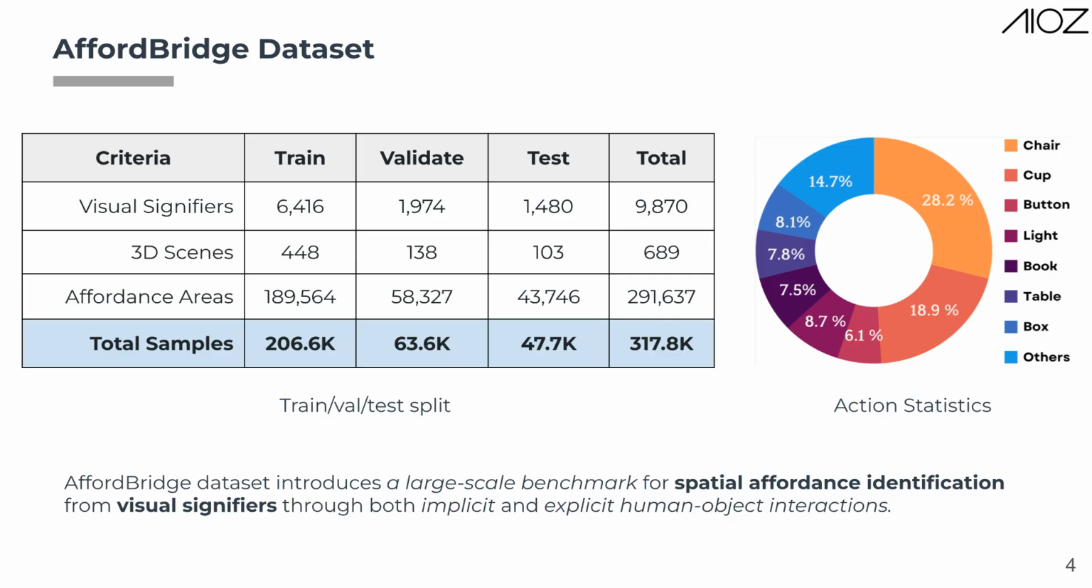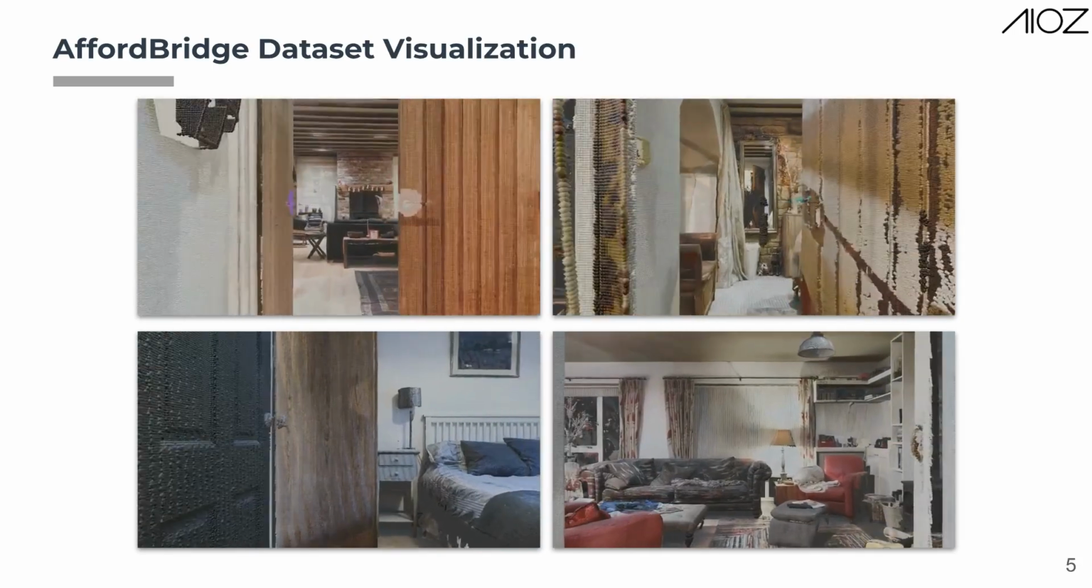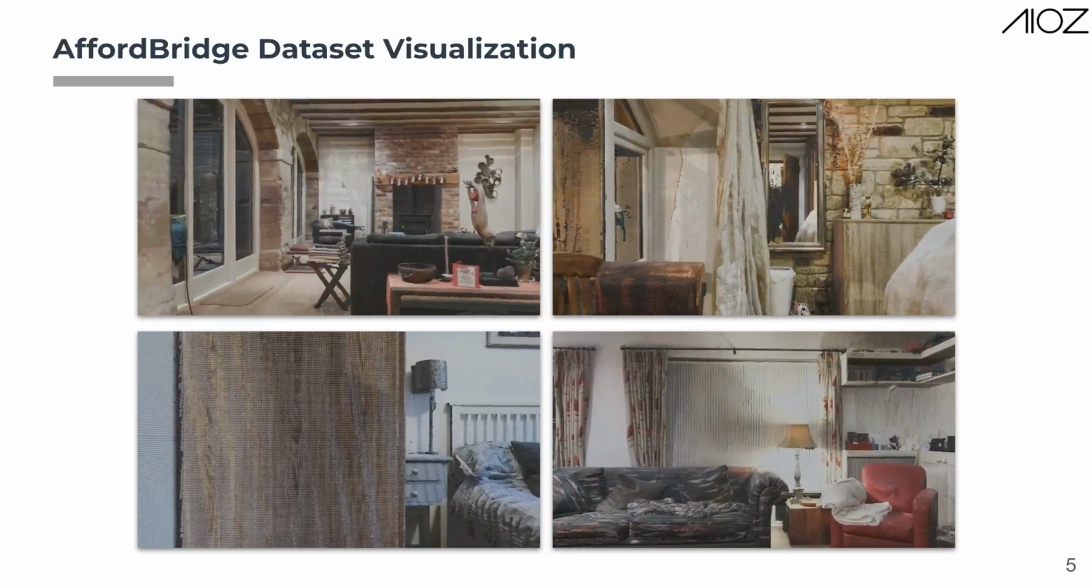As presented here, our AffordBridge dataset contains around 300,000 high-resolution paired samples of 2D, 3D representations across 685 scenes. The interacted objects are annotated by 3D masks, yielding approximately 300,000 volumetric masks of interactable regions among object categories through various actionable affordances. This is the demonstration of our AffordBridge dataset.